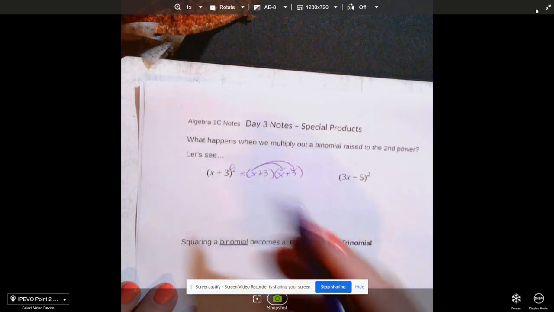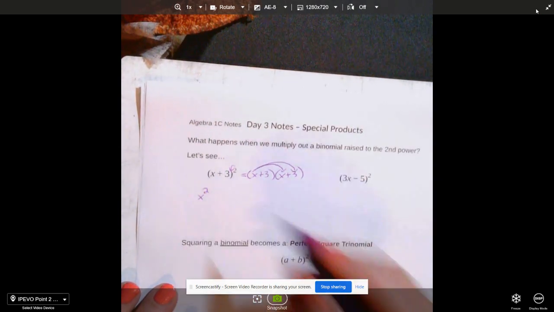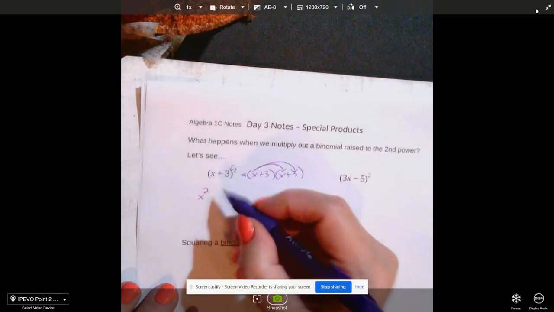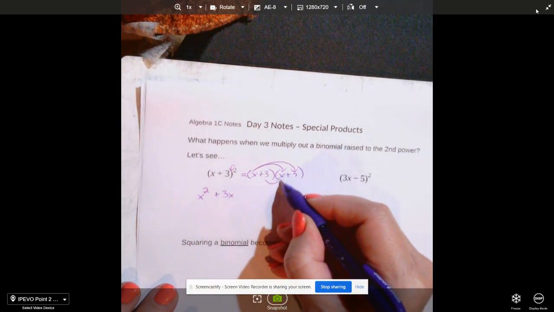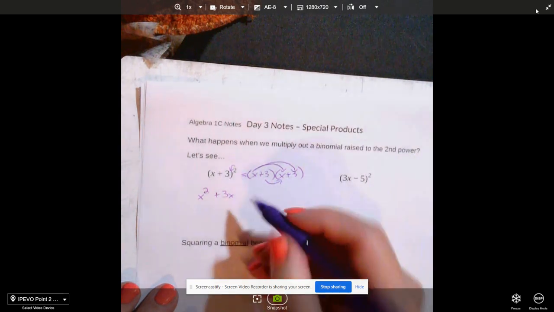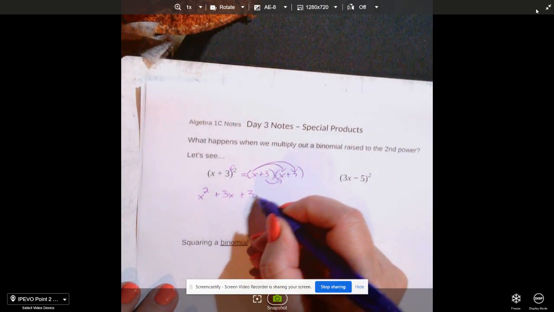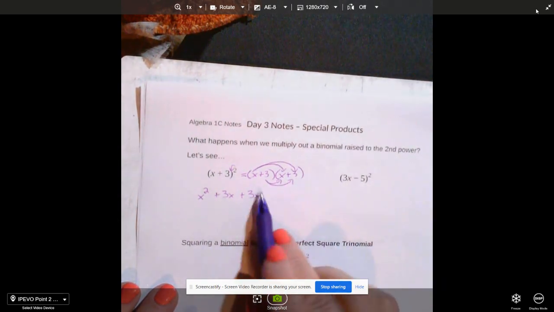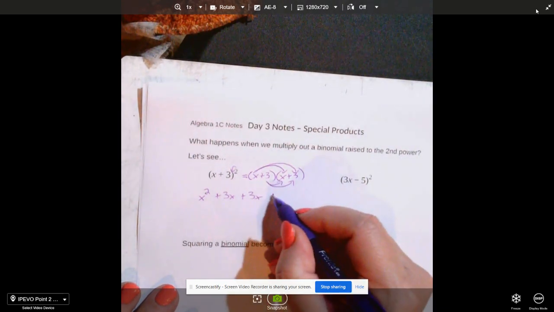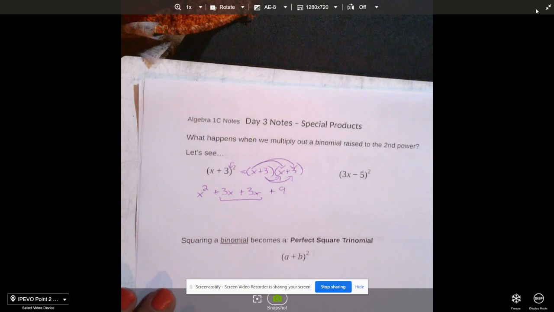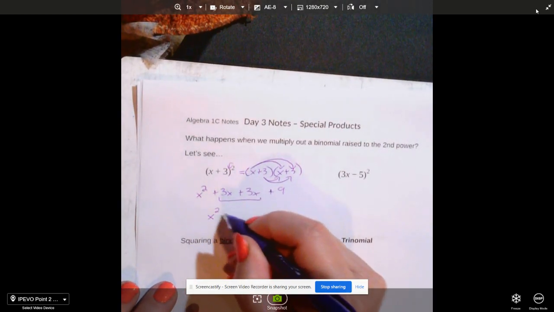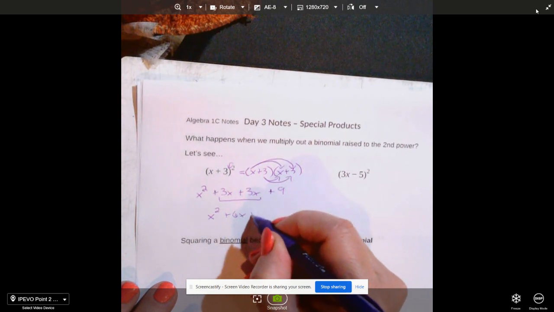So x times x will be x squared. X times 3 would be plus 3x. Then on the bottom, again, 3 times x, that'll be plus 3x. And then 3 times 3 would be 9. Once again, those middle terms are going to be your like terms, so you're going to add those together. And you'll have x squared plus 6x plus 9.